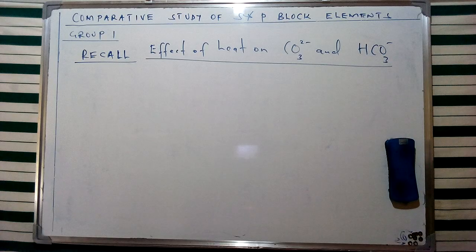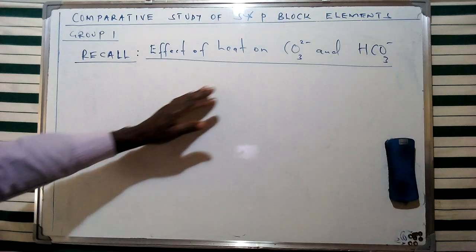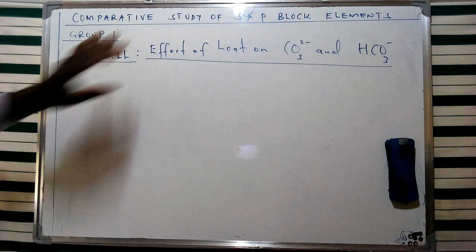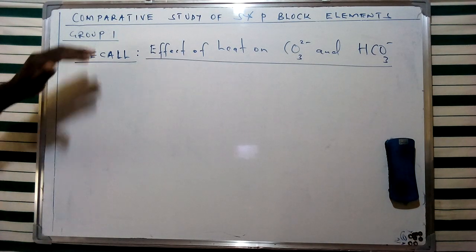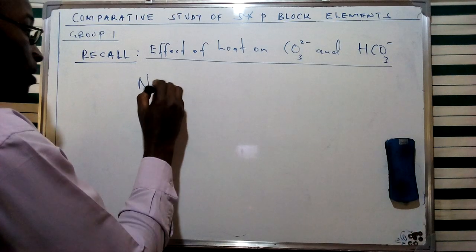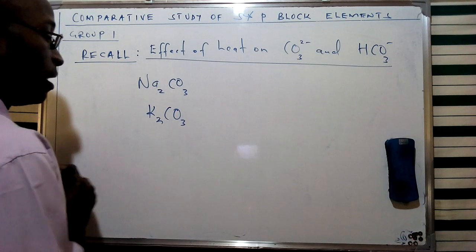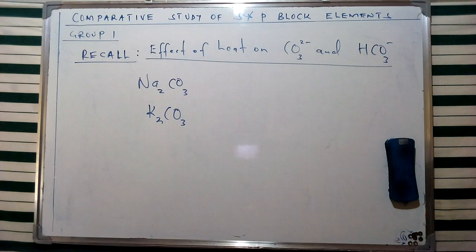In our discussion today, I'm going to do a summary of the effect of heat on carbonates and hydrogen carbonates. And these are going to assist us in trying to analyze perhaps some of the processes which are going to be used in obtaining products of carbonates of group 1 elements. And these, of course, are going to be essential elements which are basically mentioned in our first discussion on sodium carbonate and perhaps potassium carbonate and other compounds which we are going to see later.